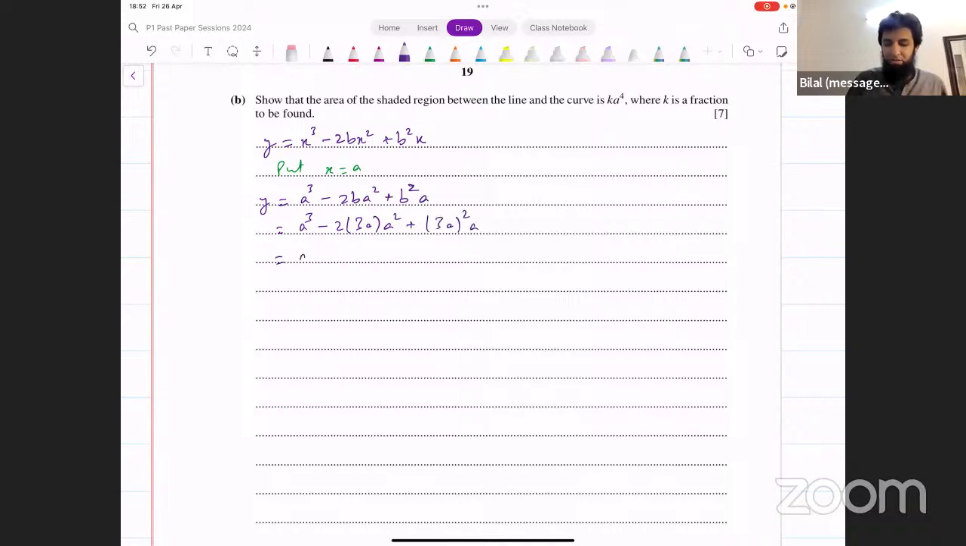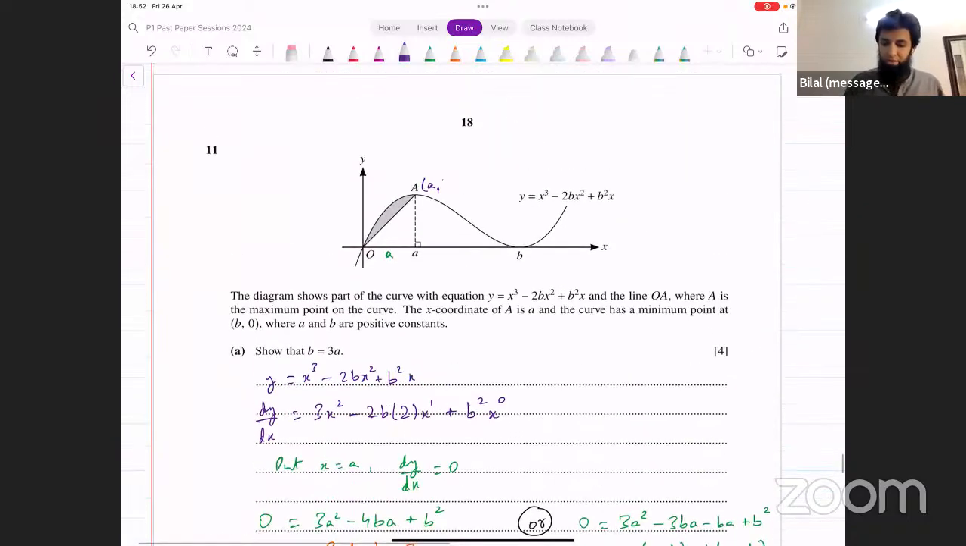Let's simplify this now. This gives us a cubed minus 6a cubed plus 9a cubed. And that gives us 10 minus 6, which is 4 times a cubed. This is the y coordinate of the point A. The point A, therefore, is (a, 4a cubed). This is the point A.